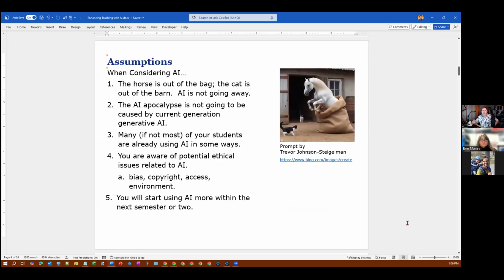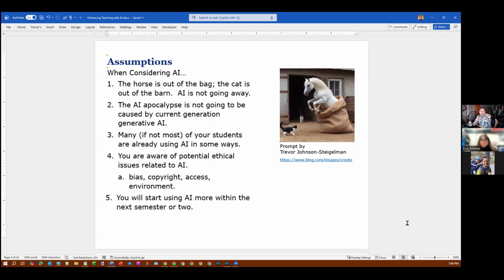Okay, so a few things with AI. The horse is out of the bag, the cat's out of the barn. AI is not going away. I used to say it's here and not going away, but everybody knows it's here at this point. I'm pretty sure that the AI apocalypse is not going to be caused by this current generation of generative AI. Might be the next one or the next one after that, but I think we're safe for the time being.